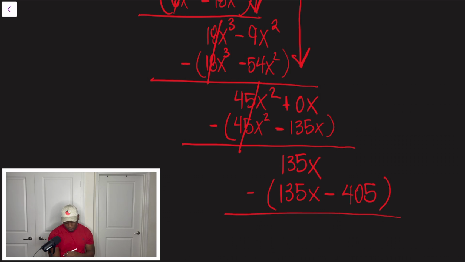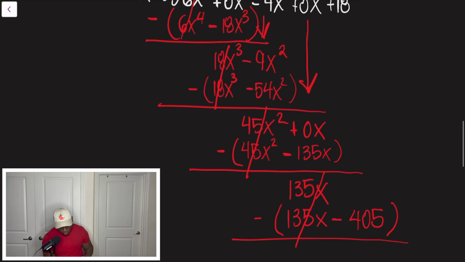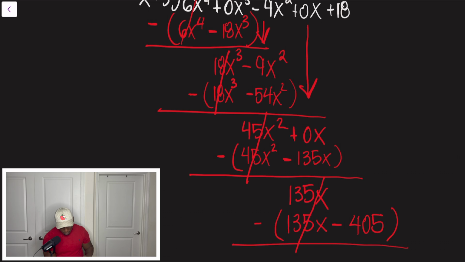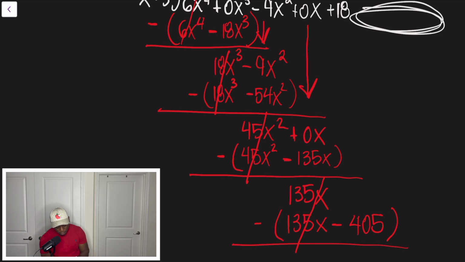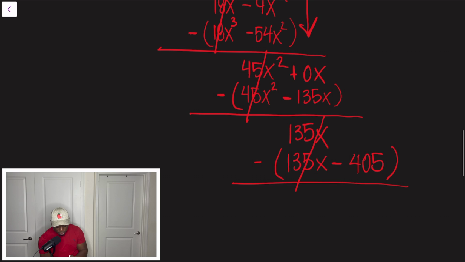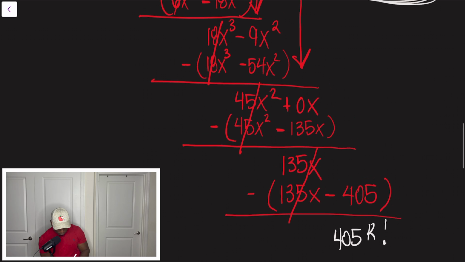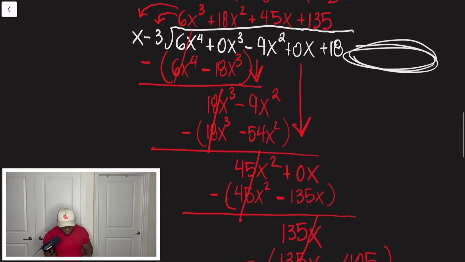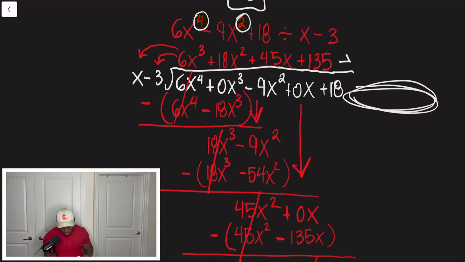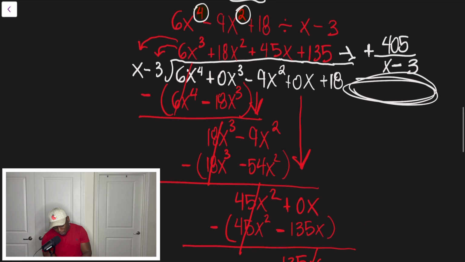So in our last step, guys, in this problem, we're also going to have a remainder. Because if you look, there is nothing for us to bring down anymore. 18 was our last term. So we know that our remainder is going to be 405. So when we have our answer, guys, up top right here, we're just going to put a remainder of 405 all over x minus 3.